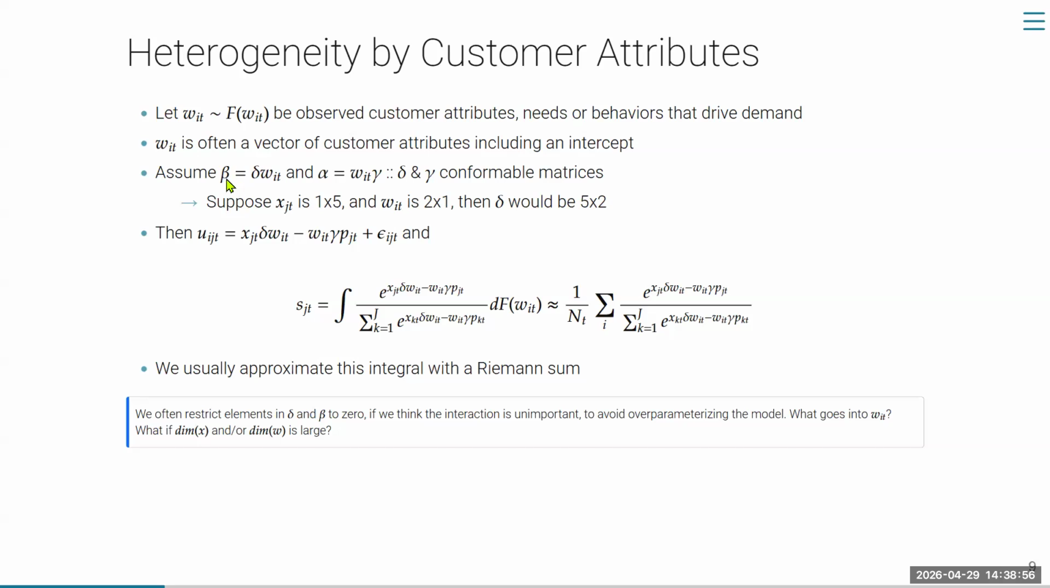So after we make this assumption to replace alpha and beta, we're going to be able to rewrite utility as a function interacting the x's and the w's and the price. And then we can integrate out the epsilon terms at the individual level, just like we did before. And then we can integrate the individual choice probabilities across the distribution of the w's. And then we can approximate that integral using a Riemann sum. So that's what this congruence operator or expression on the right-hand side is.